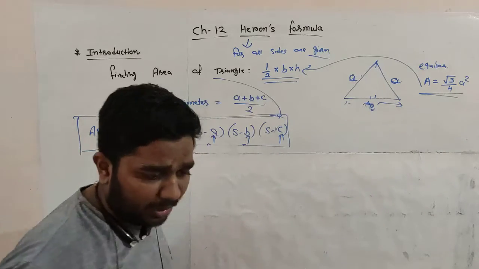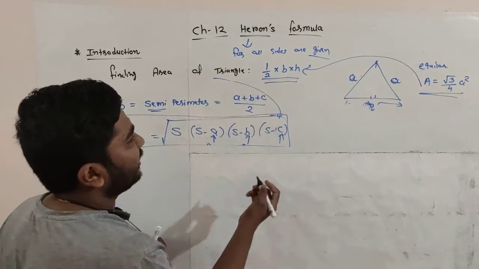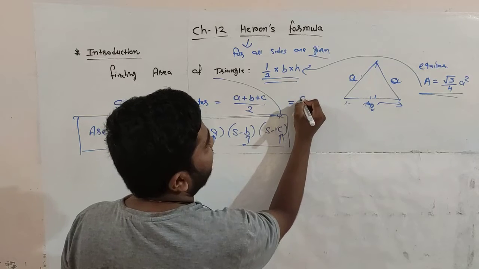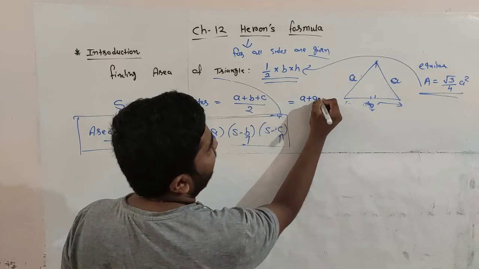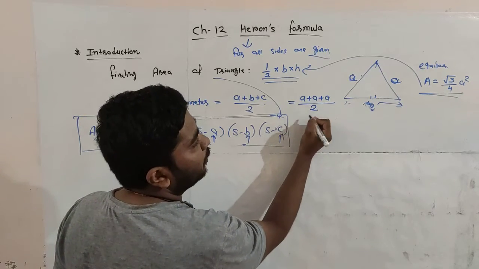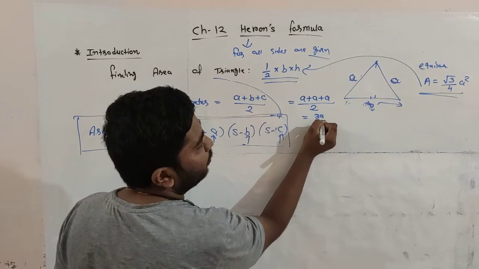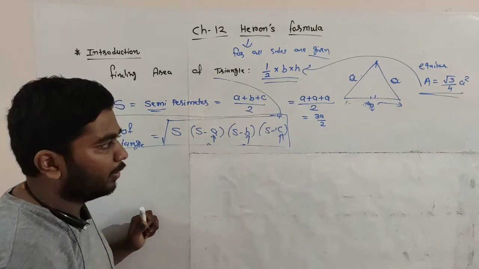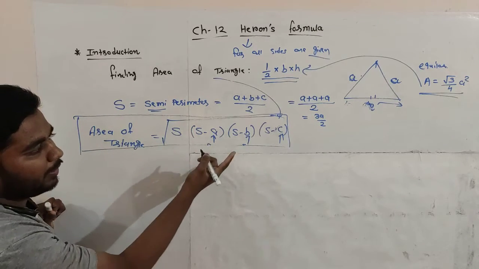In an equilateral triangle, all three sides are equal. So I can say all sides are of measurement a. So I can write s = (a + a + a) divided by 2, so this would be 3a by 2. Yes, 3a by 2, and I am putting this value over here.